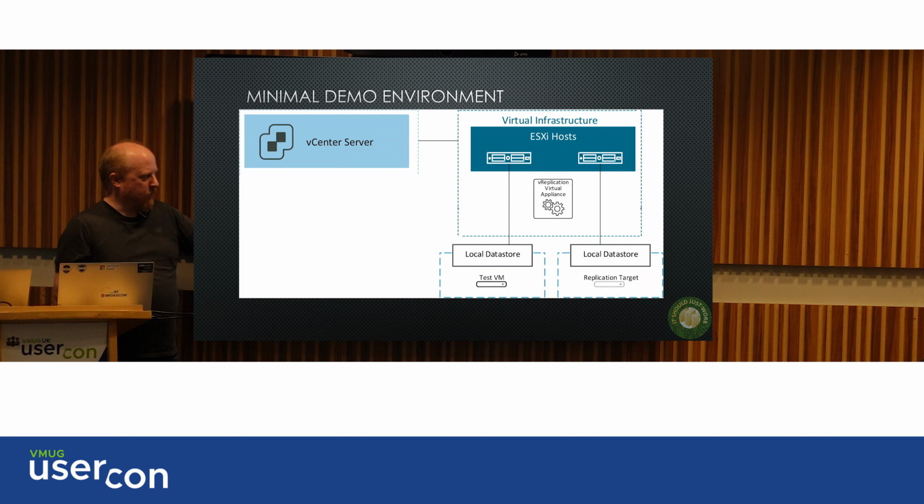You could probably get away with 1 here. You've got the vReplication virtual appliance that needs to be installed within that vCenter's domain. And then each host has a local data store. One of these has my test VM on, and one's ready to receive the replication target. So you can build all that.